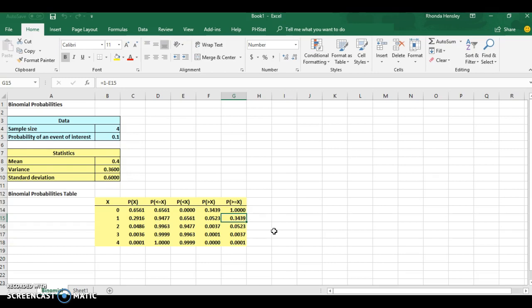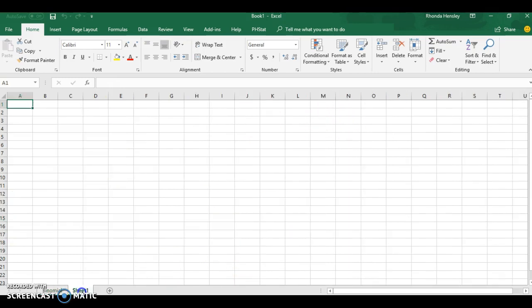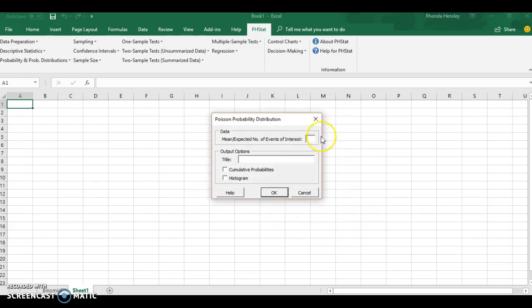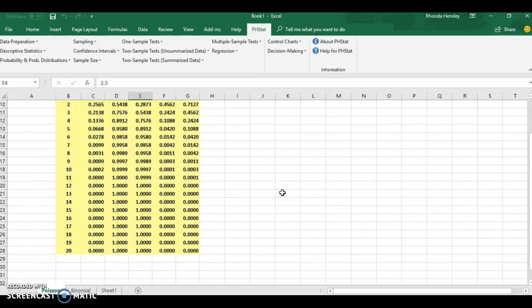So that's the binomial. I'm going to go back to sheet 1 now, and the Poisson works sort of the same way, except in a Poisson distribution, you do not have a limit. It can go up to infinity. So with the Poisson, you go to PHStat, probability and probability distributions, Poisson down here at the very bottom, and it wants to know the average. The example that we have on page 180, example 5.5, tells you that they have an average of 2.5 injuries per month. So 2.5 goes in here, and we want to again check cumulative probabilities and say OK. And there it is. That's all it asks for.